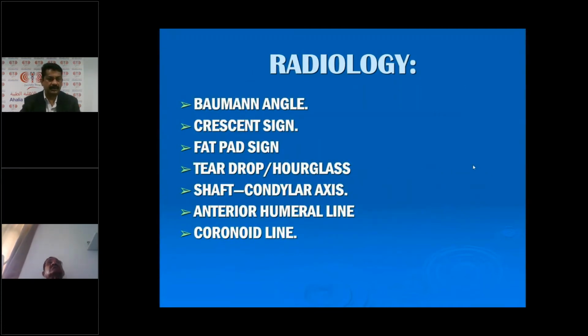So what are the radiological signs that we say? They are the Baumann angle, the crescent sign, the fat pad sign, the teardrop or hourglass sign, shaft condylar axis, anterior humeral line, coronal line. These are the important ones. We will see each of those in detail.